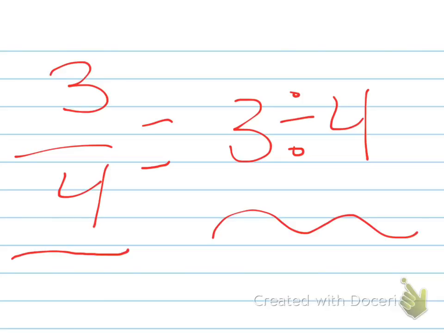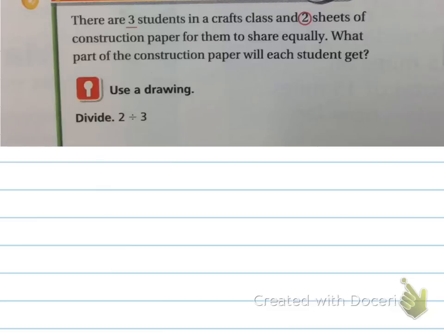So let's take a look here at how we got to this problem. All right, let's take a look at our first problem. There are 3 students in a crafts class and 2 sheets of construction paper for them to share equally. What part of the construction paper will each student get? As you can see, I've already underlined and circled our numbers here. So we have 3 students with a total of 2 sheets of construction paper. So here we have our equation, 2 divided by 3.